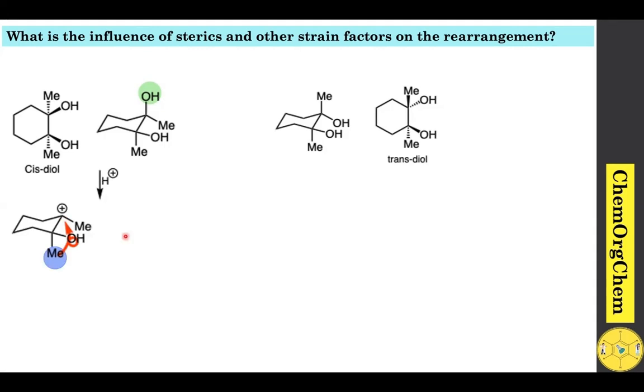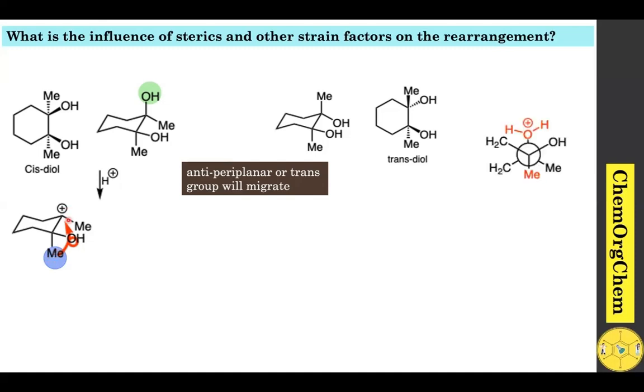Here I would like to remind you of one important rule: whenever you see a rigid ring system, you always apply this rule. According to this rule, the anti-periplanar or trans group will always migrate. So here you see that the methyl group is present in exactly the anti-periplanar position. For that reason, the methyl group selectively migrates towards this carbocation center.